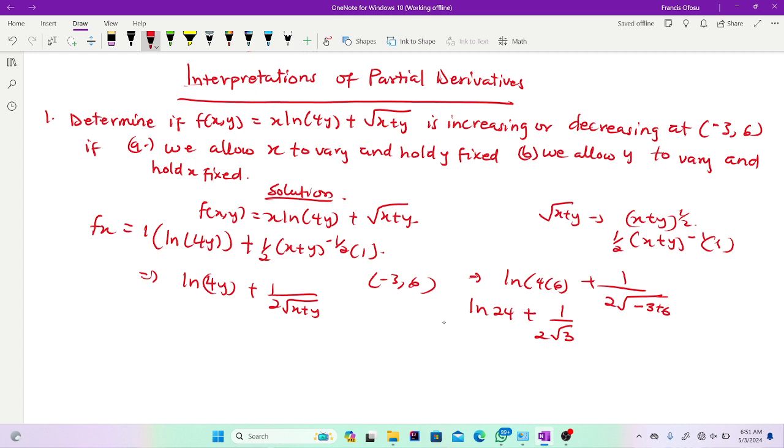So this expression will yield 3.4667, right? 3.4667 is greater than 0, right? So therefore, meaning that if we allow x to vary and hold y fixed, the function will be increasing because it's greater than 0.